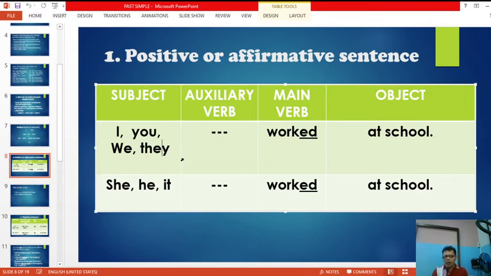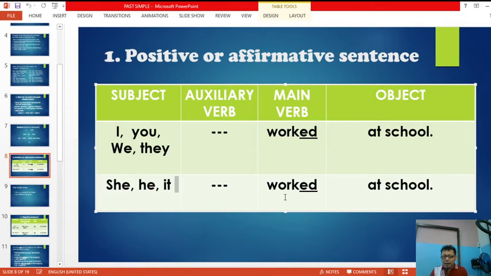And here, if you remember your English lesson from grade 4 or grade 5, do you still remember that there's singular or plural noun or pronoun? So the subjects here, except I, are plural in form, and in fact you is either plural or singular, as we learned in lower grades. And here we have she, he, it. She worked at school. He worked at school. It worked at school. So this group represents singular, meaning one thing, one person.